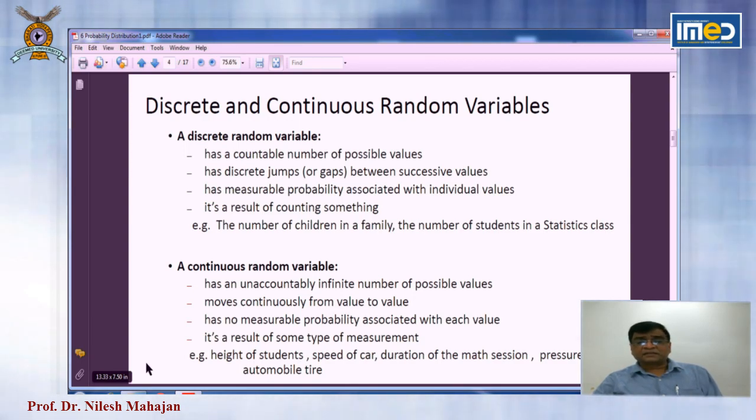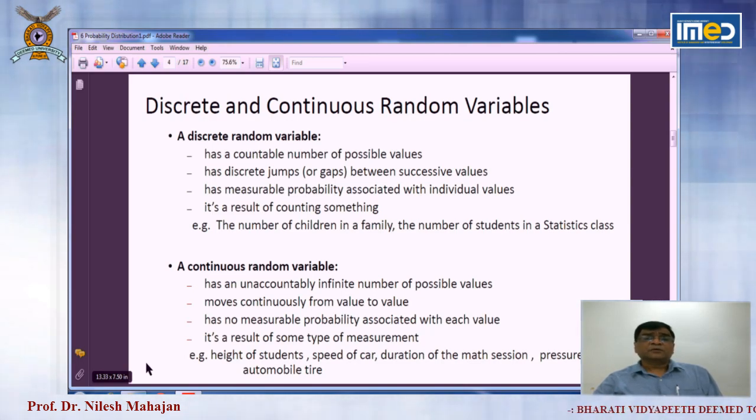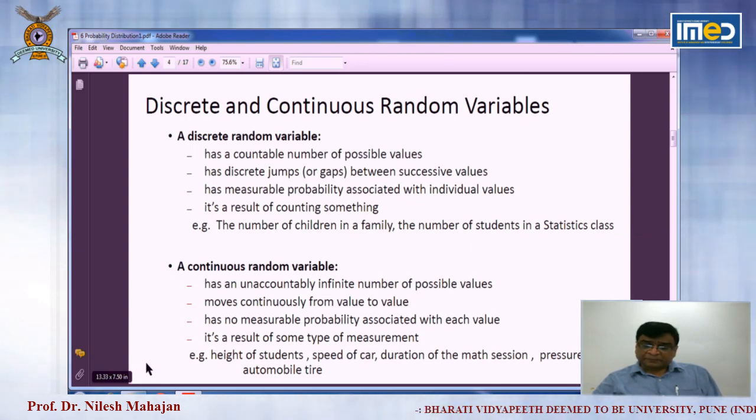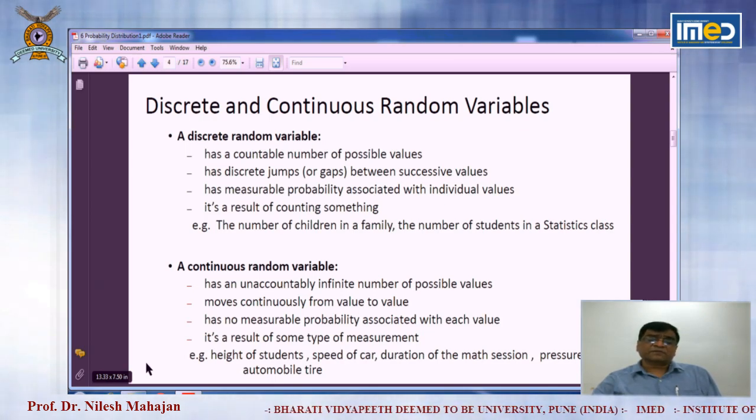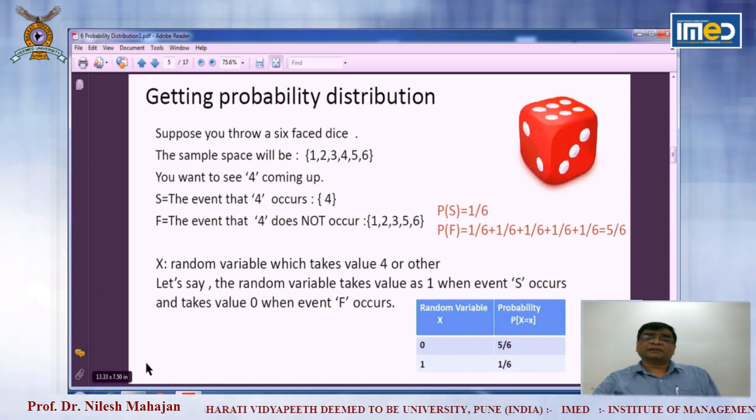It is very clear. Discrete values you can count easily, as they are finite, but the speed of a car is sometimes 40, sometimes 45. So your speed lies between 40 to 50 or 50 to 60. This type of example is called a continuous random variable.